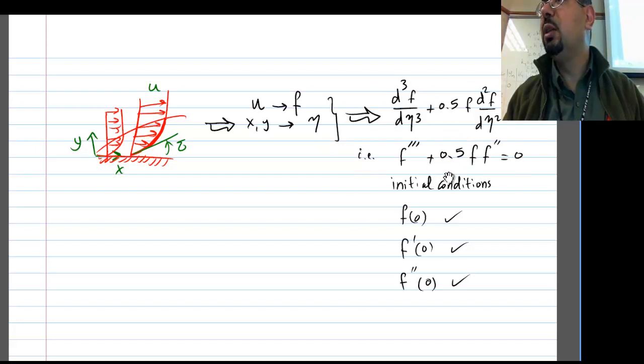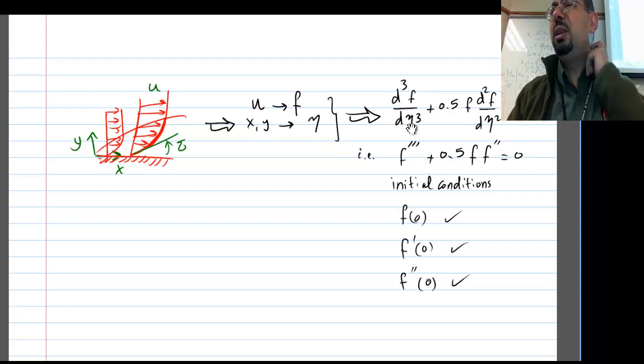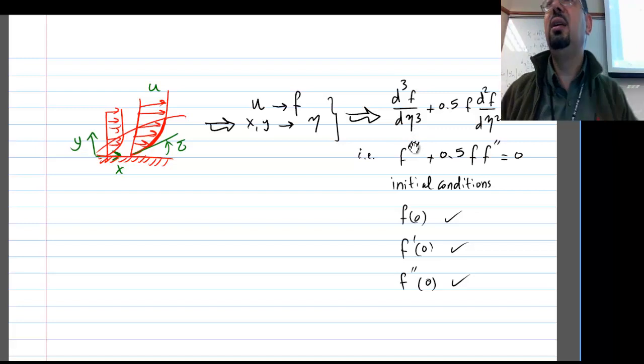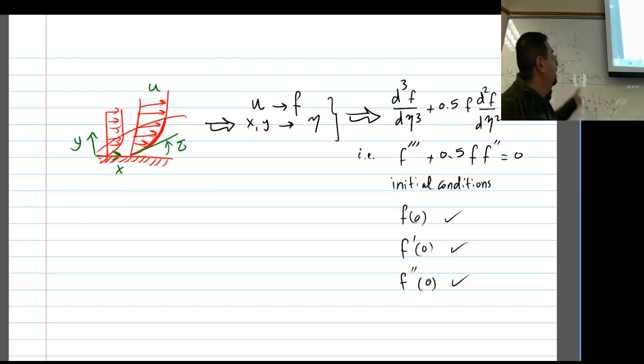This is another way to write it, by the way. So rather than saying, what is that variable? That's eta. That's the independent variable. Rather than y of x, you have f of eta. That's okay, right?